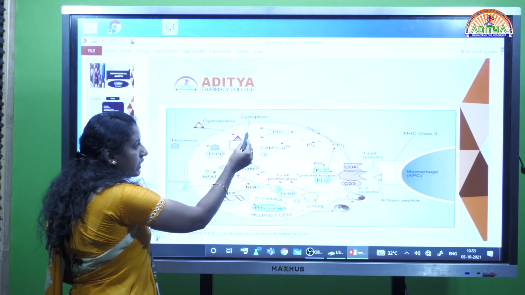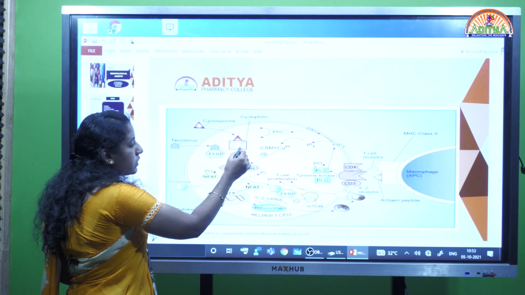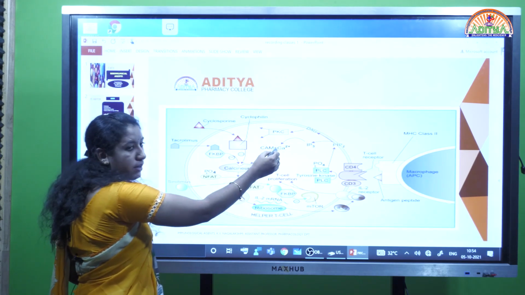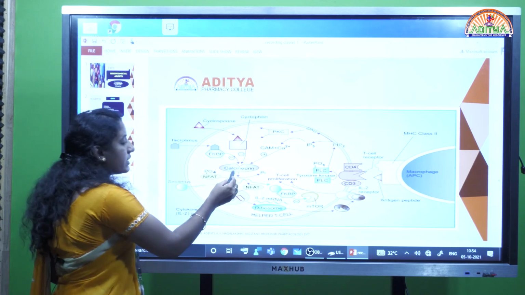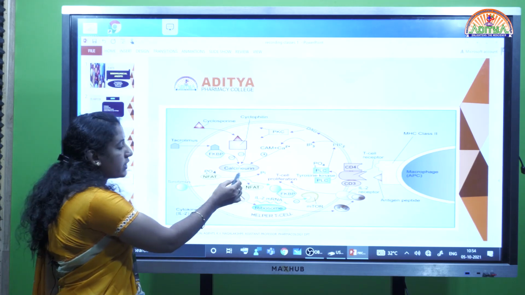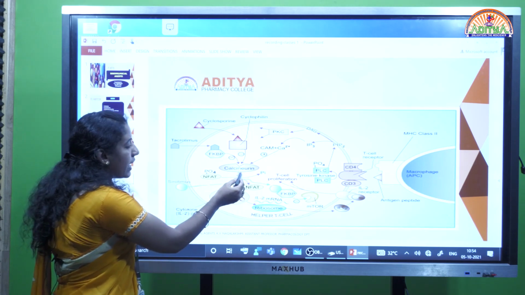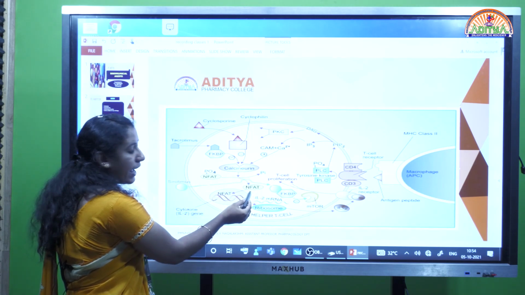So this cyclophilin is the intracellular protein. So this will activate the calcineurin in the presence of calcium. After that, this phosphatase will be activated. So what is the function of a phosphatase? It undergoes dephosphorylation, right? So this calcineurin will dephosphorylate the NFAT.